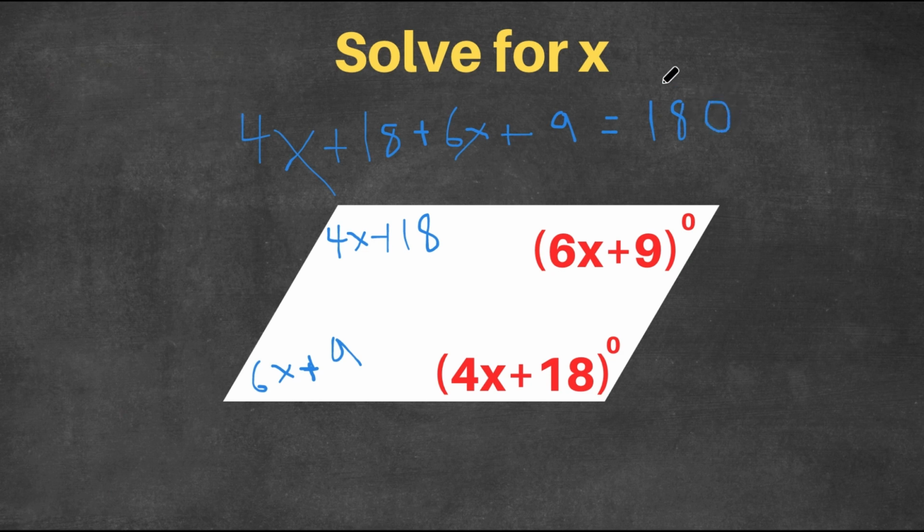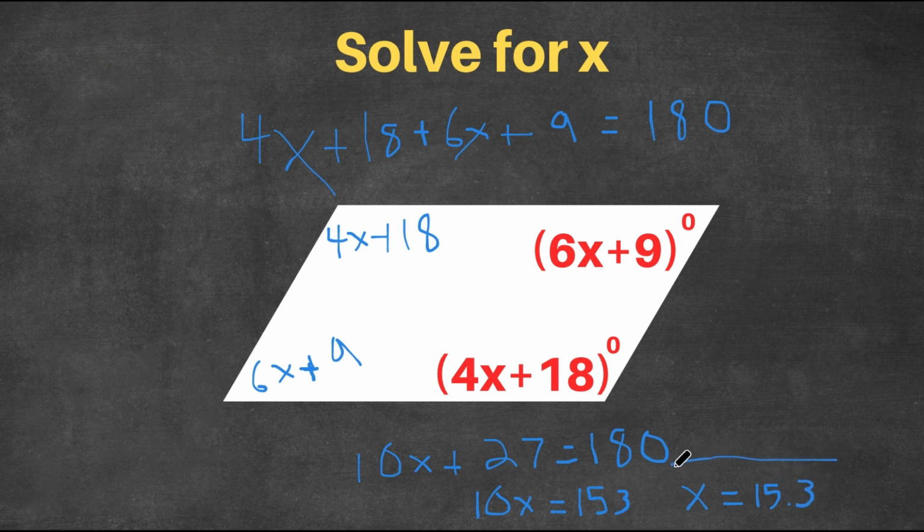So now that we know that, this is a simple equation that we can solve. 4x plus 6x is 10x. I'm going to write this down here. Plus 18 plus 9 is 27, and this equals 180. So if we subtract 27 on both sides, we get 153 is equal to 10x. And if we divide by 10 on both sides, we get that x is equal to 15.3.